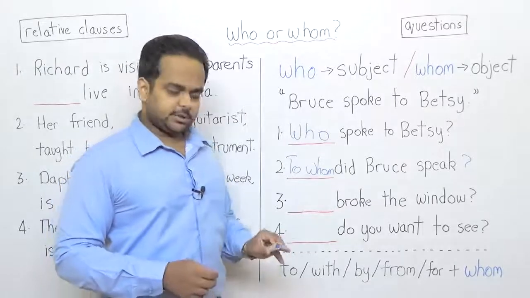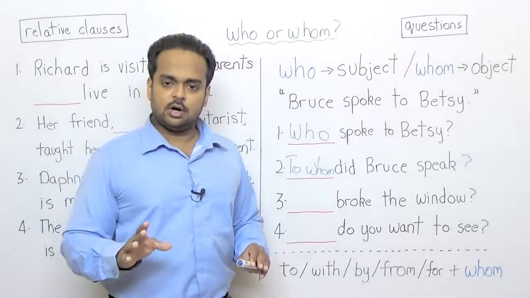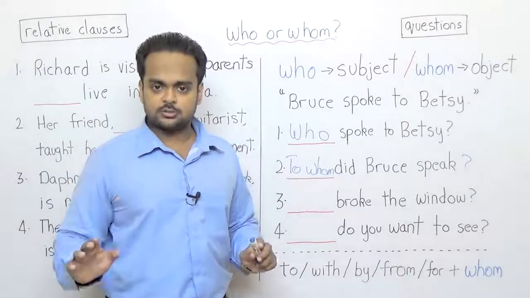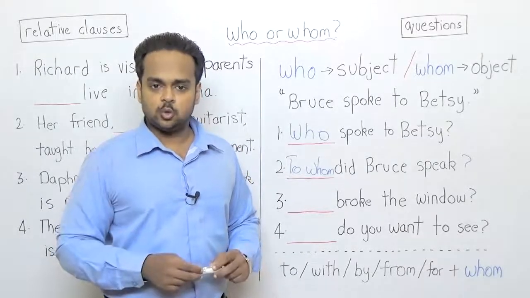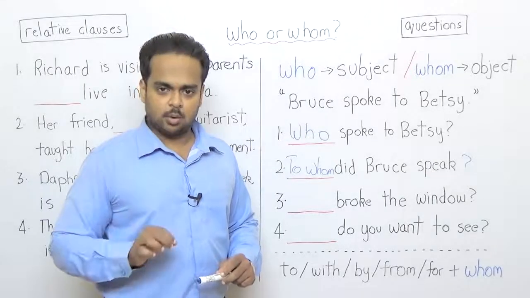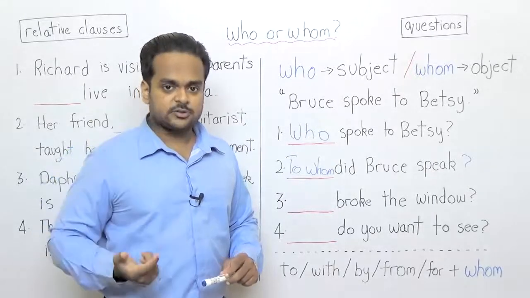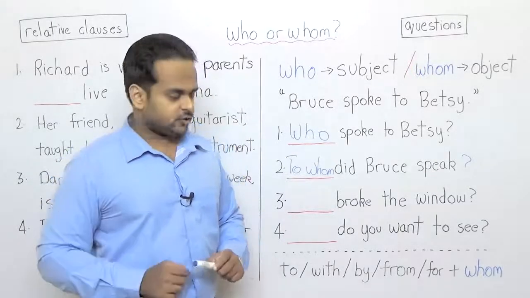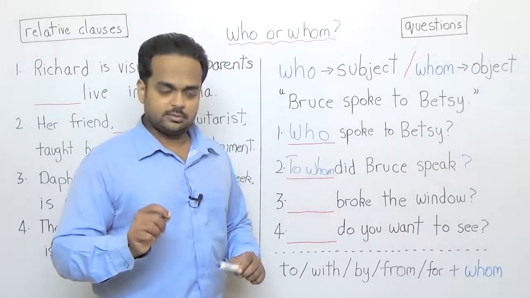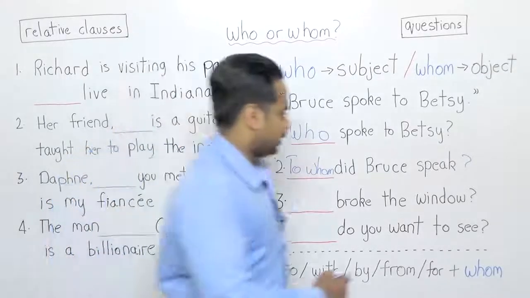Okay, at this point, I'm going to give you a very simple rule that you can use in all situations to decide whether to use who or whom. And the rule is this. When you're making a question, think about the answer to that question. If the answer can be him, her, or them, then you use whom, okay?